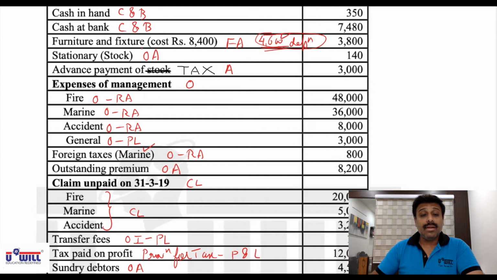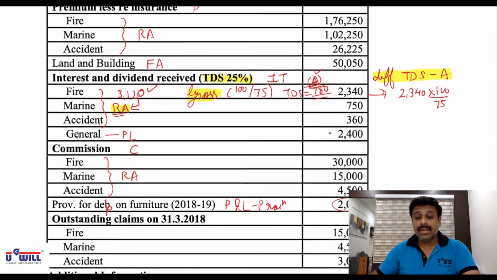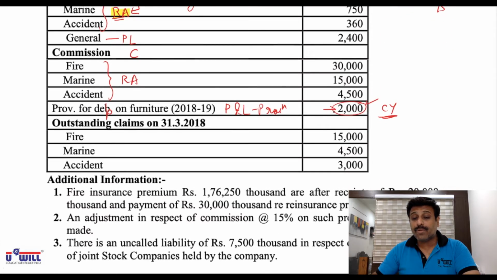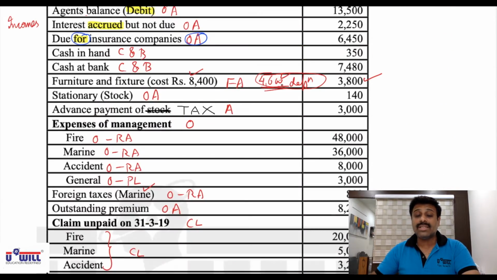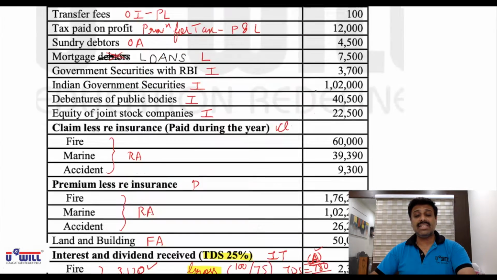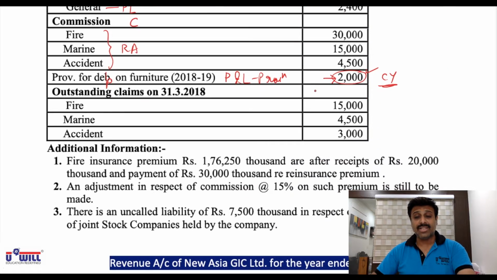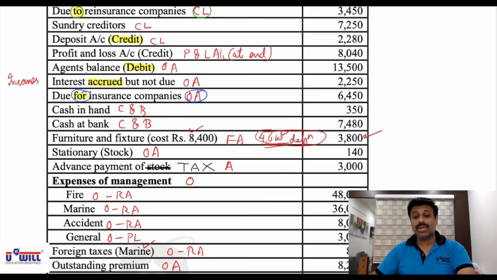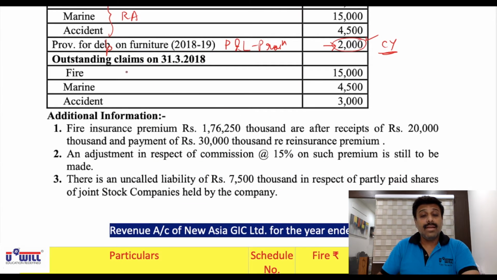I repeat, in furniture and fixture the cost was 8400, and the net book value is 3800. So we discussed that the difference amount 4600 represents depreciation. From that 4600, in the current year we have made a provision of 2000, meaning the remaining 2600 is past years' accumulated depreciation. We will show that classification in the balance sheet as a formality. Otherwise, only the main amount 3800 has to come in the outer column.